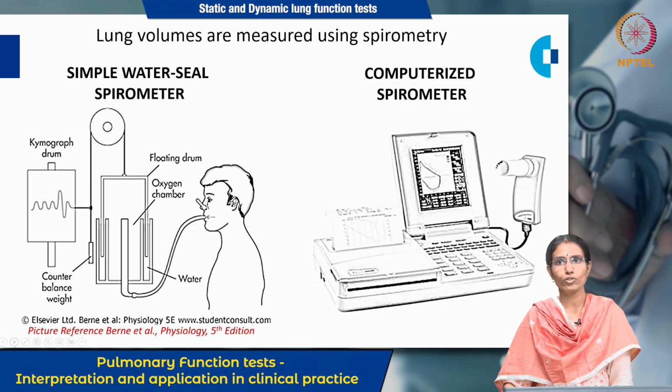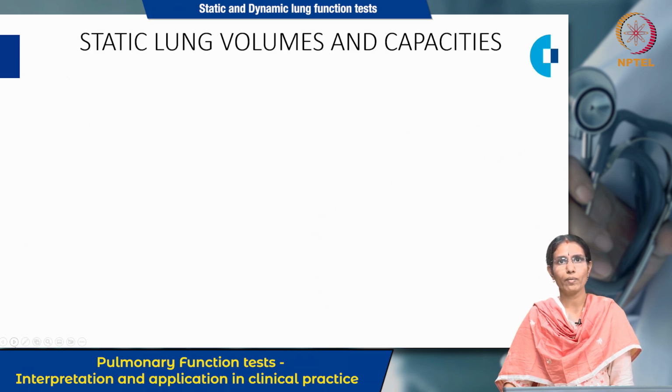And what is the one which is used nowadays? This is the computerized spirometer. Here it is a handheld device, a mouthpiece. A person is asked to breathe through this mouthpiece and the recordings are all done using the computer. So using this spirometer, we do the recordings. And from the recordings, we can obtain the static lung volumes and capacities, dynamic lung volumes and capacities. All these can be obtained using this computerized spirometer. Let's see about the static lung volumes and capacities first.